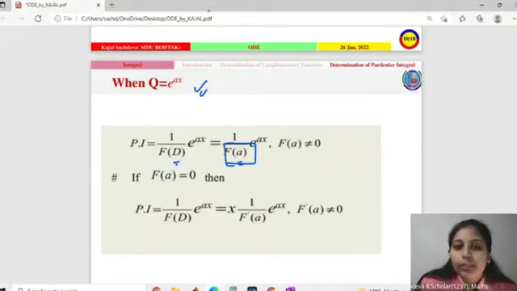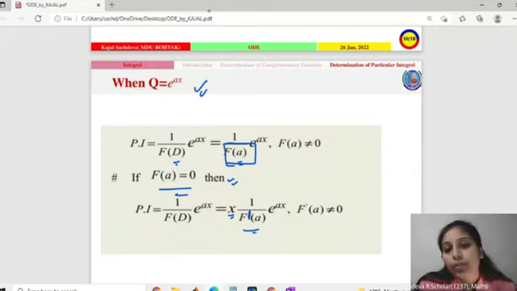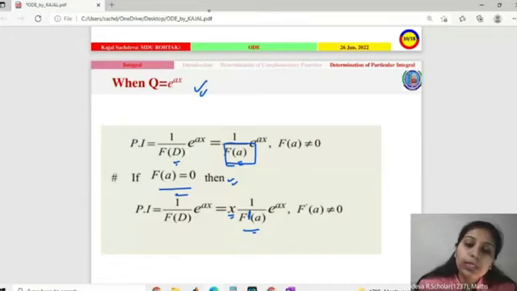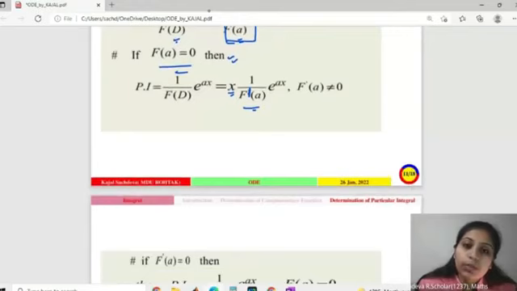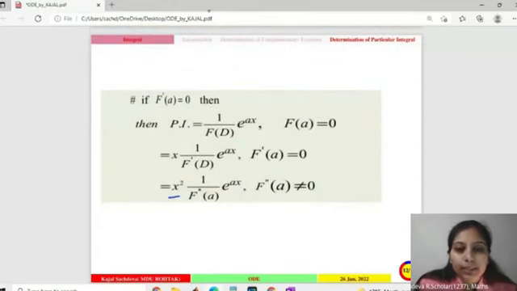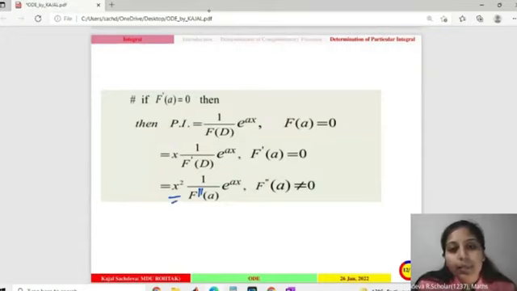For this type of case, we have another way. When f(a) is equal to 0, we just multiply by x and take the derivative of the denominator, f'(a), then put a in there. So we just find one derivative and multiply by x. Now it can also be possible that f'(a) is equal to 0, so the derivative is also 0. What do we do in this case? We again multiply by x, so it becomes x², and take the double derivative, e^(ax).